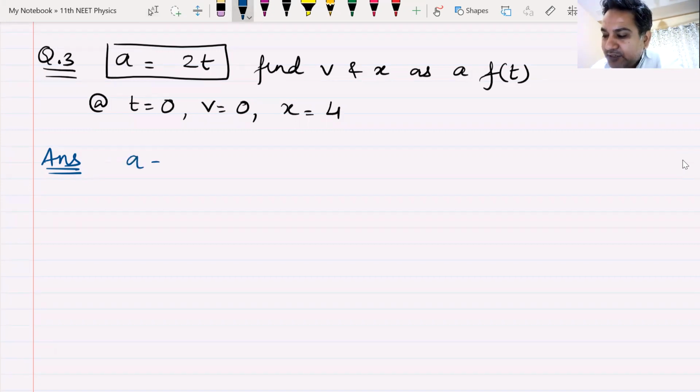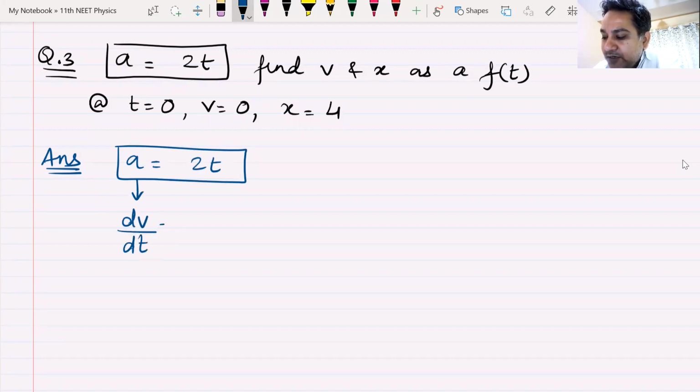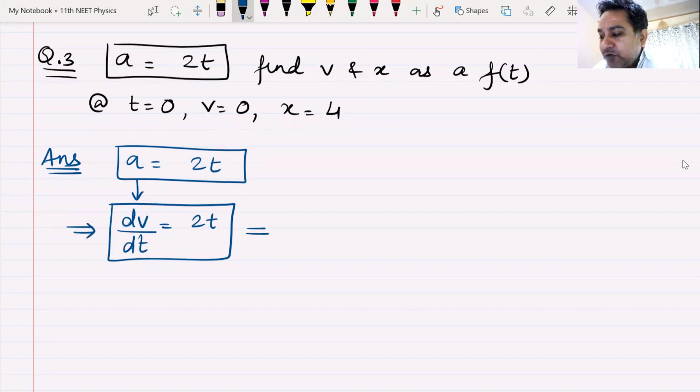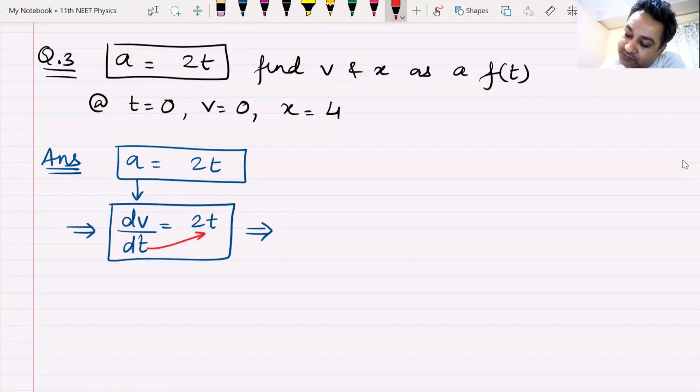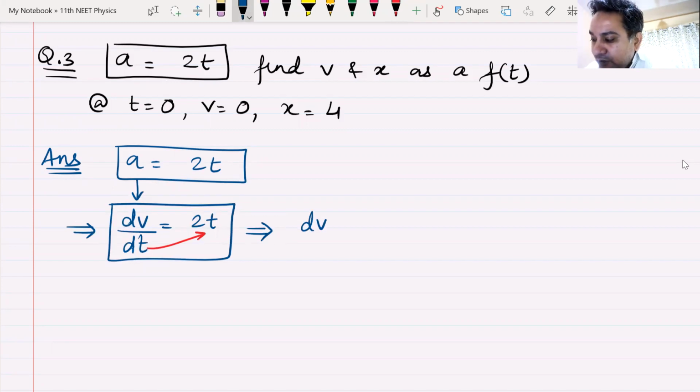I am given acceleration is 2t. That is the information already given to me. So in the first step, I will write acceleration as dv by dt. dv by dt is equal to 2t. That is step number 1. Then I move on to step number 2. What is step number 2? This dt will move on to this side. Then how does the equation look? dv will look like 2t dt.